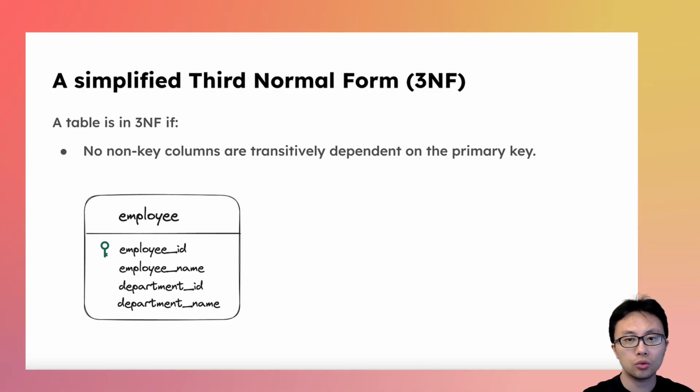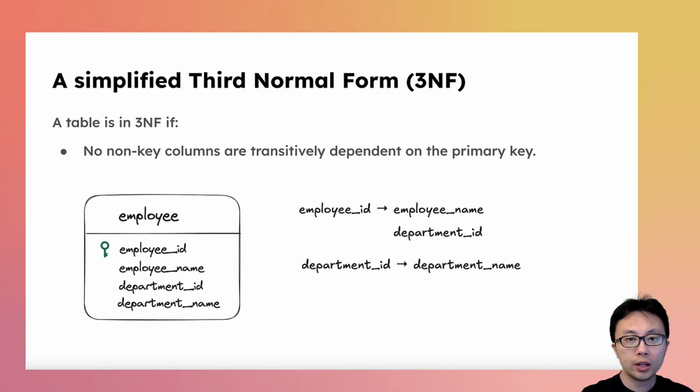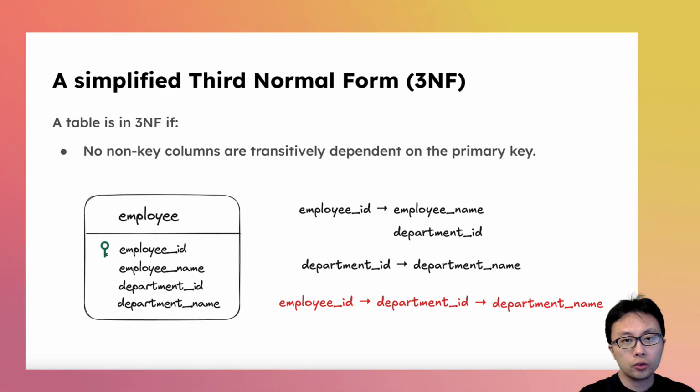The table contains two functional dependencies. The first is about the primary key functionally determining two other columns, including employee name and department ID. The second functional dependency is about department ID functionally determining department name. Based on such information, you can tell that there's a transitive dependency, in which department name is functionally determined by department ID, which in turn is determined by employee ID.